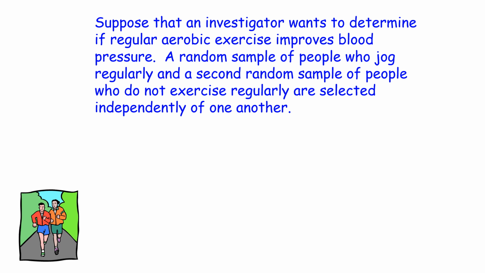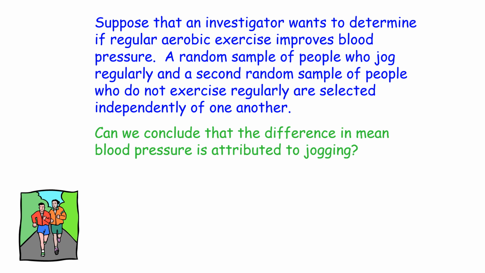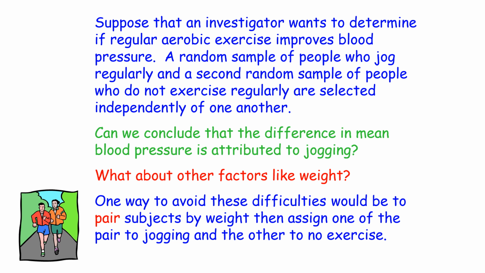So suppose that an investigator wants to determine if regular aerobic exercise improves blood pressure. A random sample of people who jog regularly and a second random sample of people who do not exercise regularly are selected independently of one another. Can we conclude that the difference in mean blood pressure is attributed to jogging? Well, what about other factors like weight? One way to avoid these difficulties would be to pair subjects by weight, then assign one of the pair to jogging and the other to no exercise.